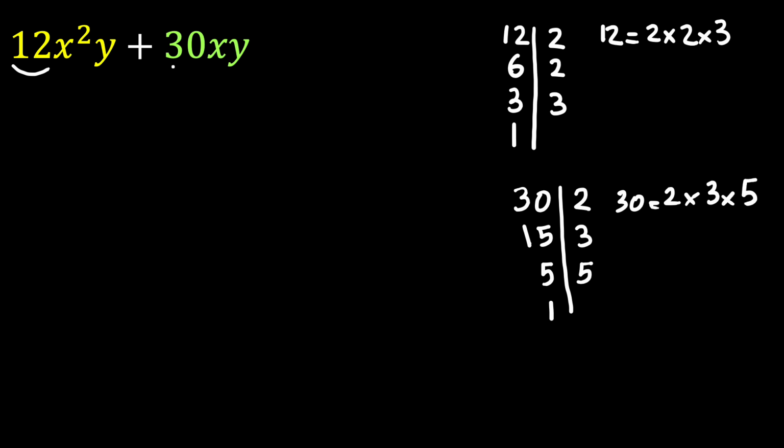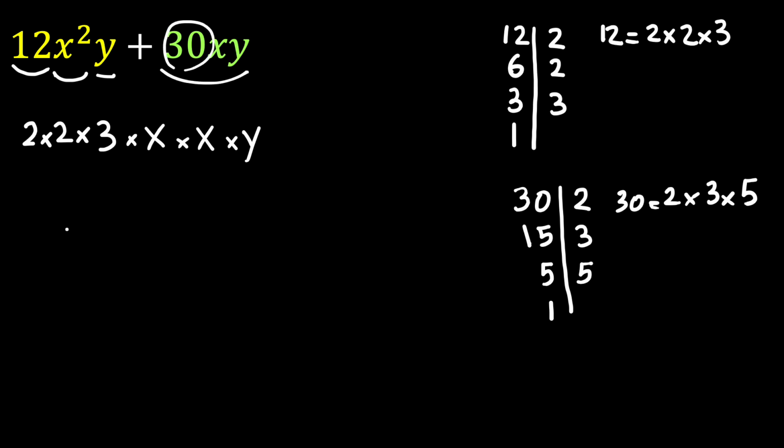So I start to write the expression here. 12 is 2 times 2 times 3, so I write 2 times 2 times 3. And here x squared means x is multiplied by itself 2 times, so we have times x times x, and finally times y. For the next term, first we express 30 as a product of its prime factors. So 30 is 2 times 3 times 5, and then times x, and finally times y.